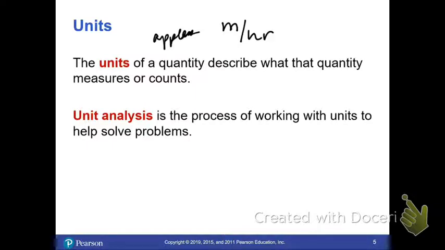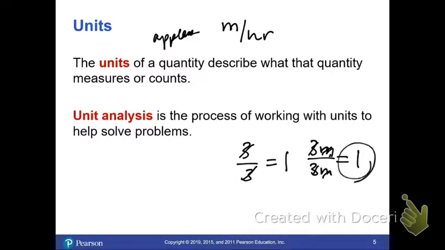All right. And so this whole section, we're going to talk about unit analysis. This is the process of working with the units to help us to solve problems. So keep in mind, just like 3 divided by 3 equals 1, and if this were 3 meters divided by 3 meters, the 3's cancel, as well as the units of meters, which is 1. And so therefore, it doesn't change my problem. So our goal, if I'm trying to change from one unit to another, is to have our units cancel by something being in the numerator and the denominator.